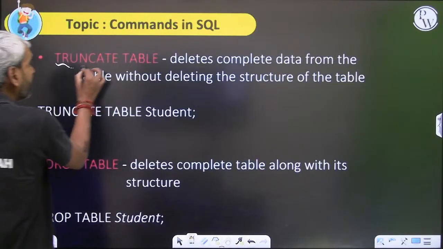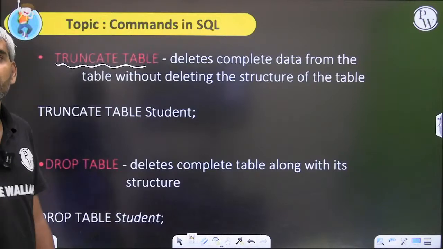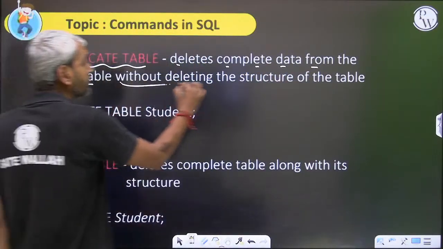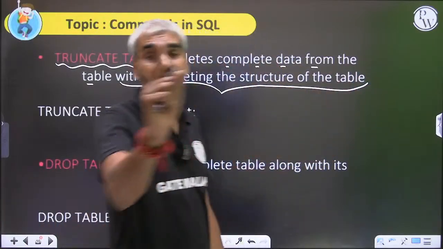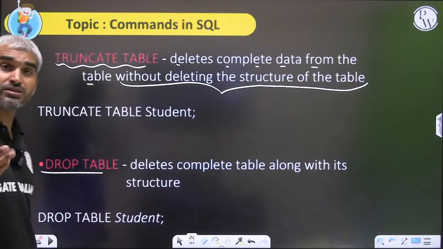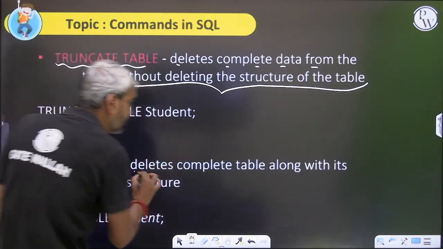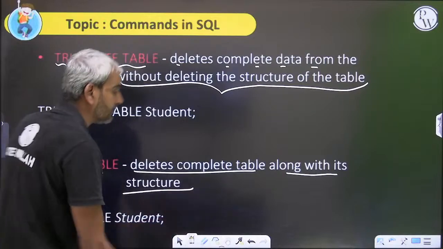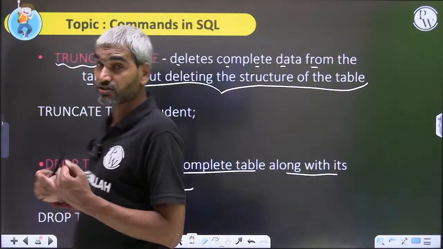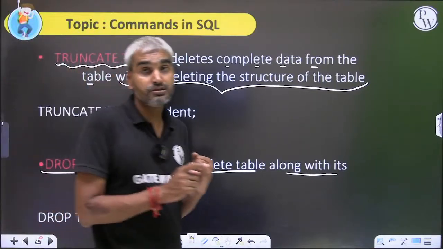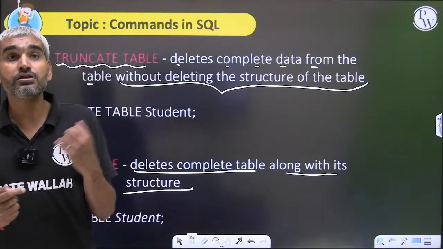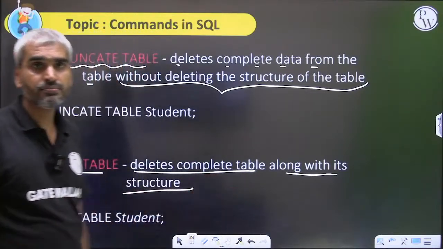So if you use the command truncate table, then what will happen? It deletes complete data from the table without deleting the structure of the table. That means the structure of the table will remain. But if you use the drop table command, then it deletes the complete table along with its structure. Have you understood the basic difference? Truncate will keep the structure as it is but delete all the tuples of that particular table. Drop will delete all the tuples along with the structure of that particular table. Clear?